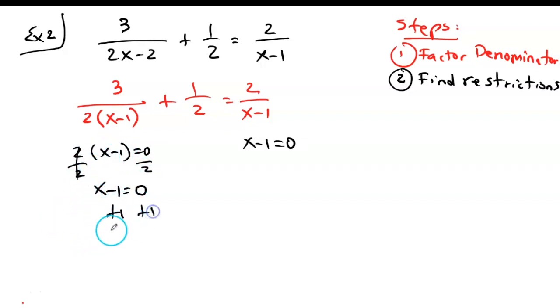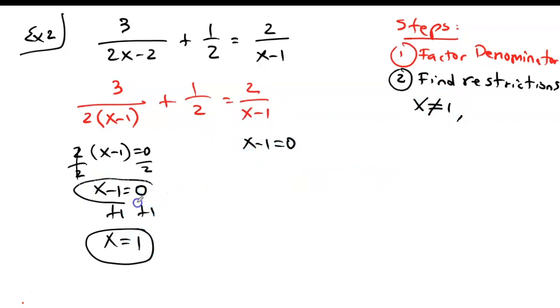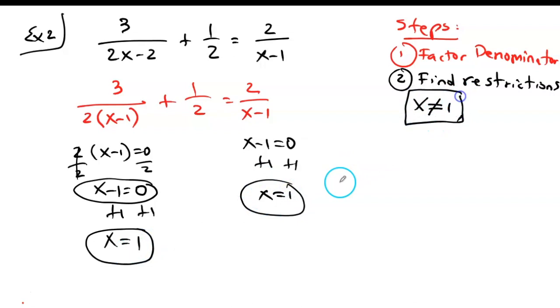X plus 1, therefore x equals 1. When x equals 1, 1 minus 1 will make the denominator 0, so I don't want this value. This is my first restriction. x has to be different from 1. Here is the same thing that I have here. So plus 1, x equals 1. I already have it. This is the only restriction that I have.